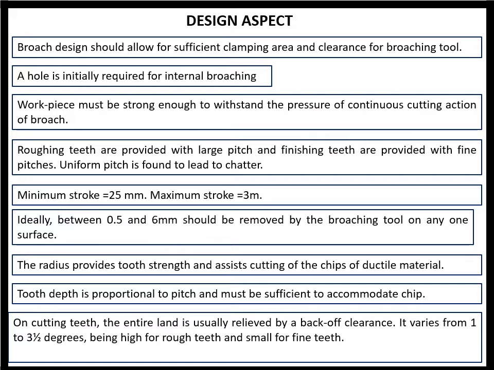On each cutting tooth there is a land provided at the back with a small clearance. Certain broaches are given both primary clearance and secondary clearance, and invariably the value is more or less 1 to 3.5 degrees for roughing teeth, and it could be finer, say 1 or 2 degrees, for finishing teeth.